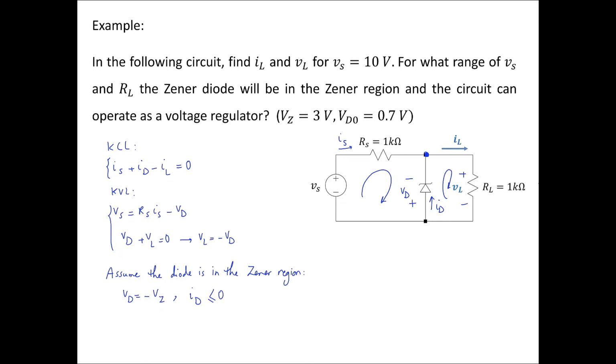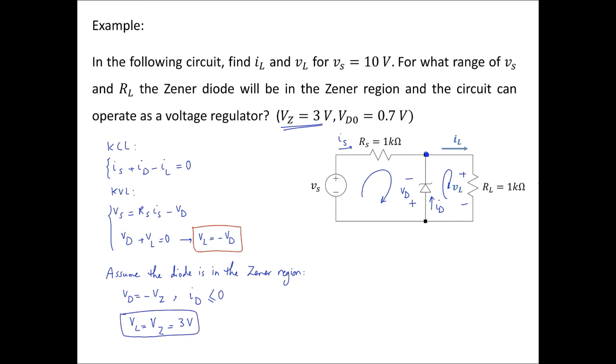If VD is a constant value equal to negative VZ, then I know the value of VL here. Because I already found out that VL is equal to negative VD, from there I can write VL equals VZ. And in this circuit, for this diode, VZ is given as 3 volts. So the voltage across the load is equal to 3 volts.